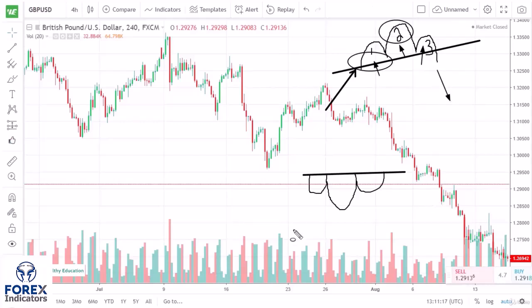The exact opposite would be true in this scenario. The sellers feel good. They get a little bit of a pullback. We're even lower at this point, so it certainly is working out.